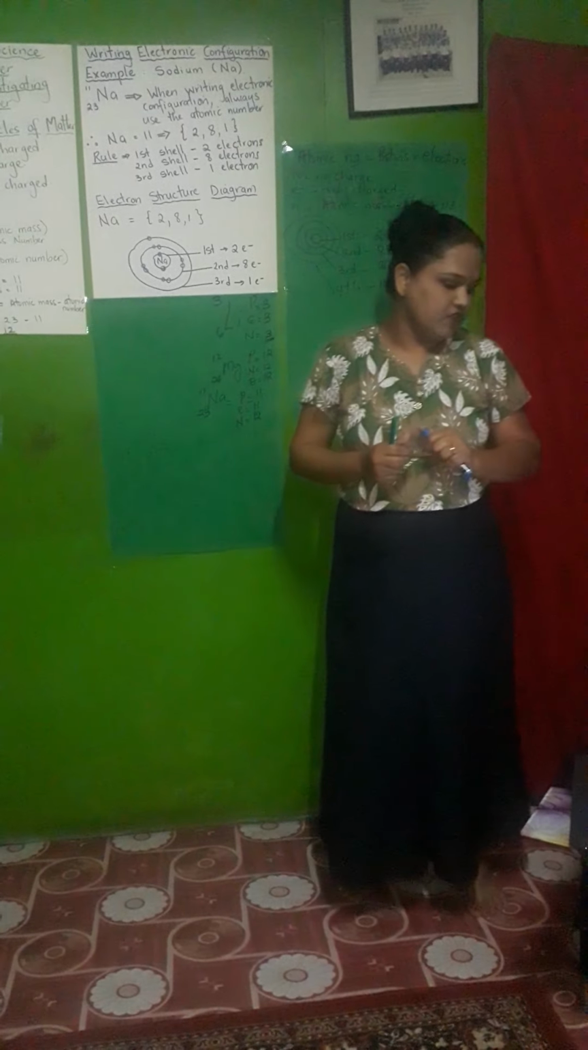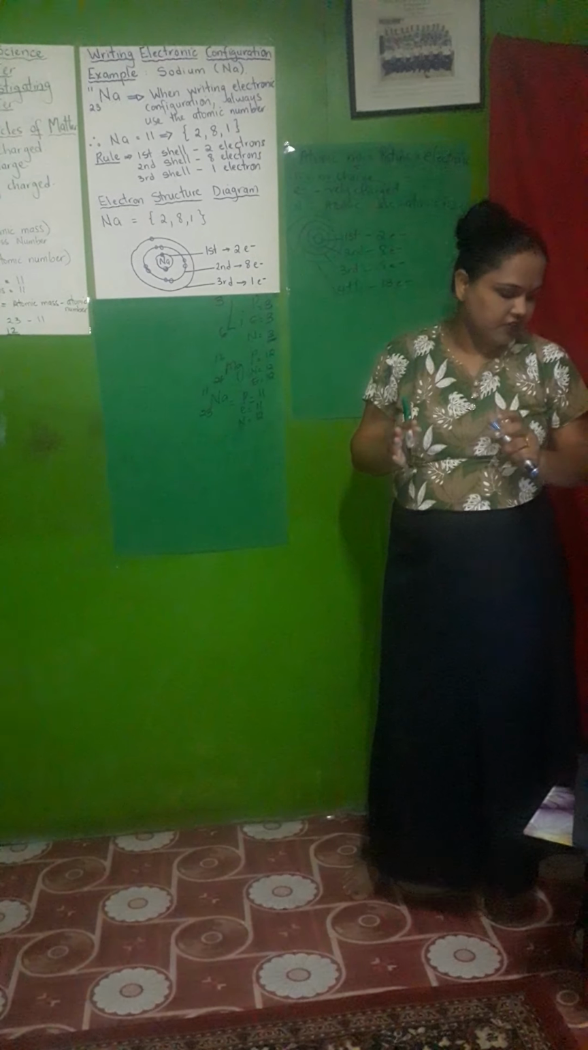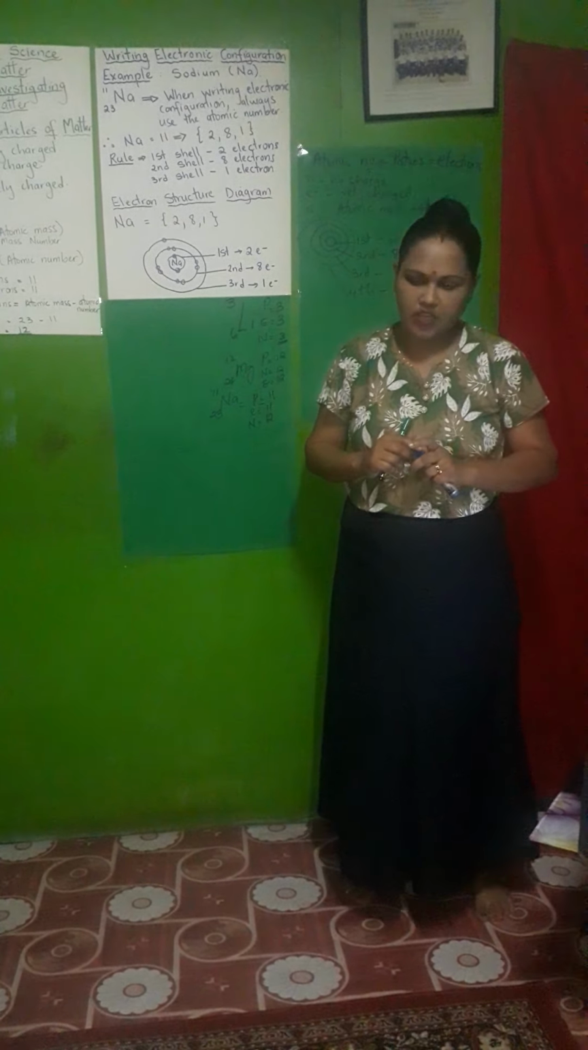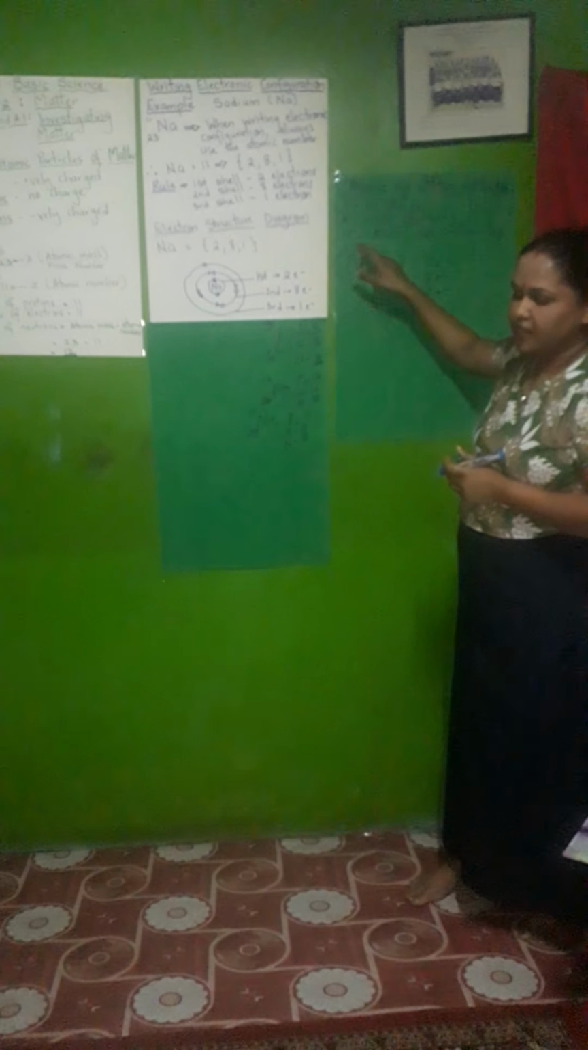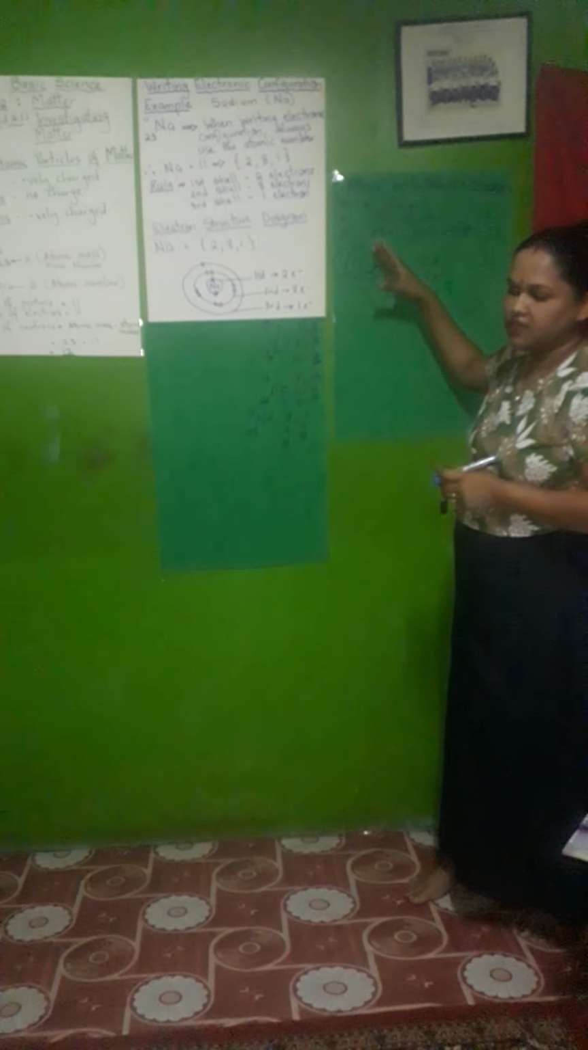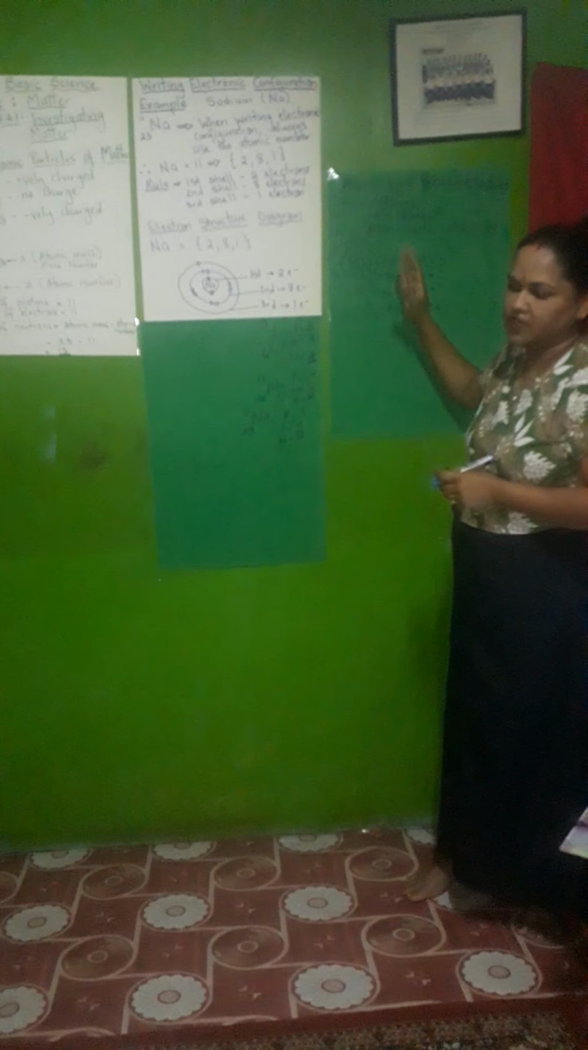The outer shell is the valence shell. So this outer shell, the fourth shell, is the valence shell, which holds the valence electrons. The way an atom behaves largely depends upon the electrons in the outermost shell. So this outermost shell will determine the behavior of the atom, whether it is highly reactive, it is neutral, or it is not reacting at all.